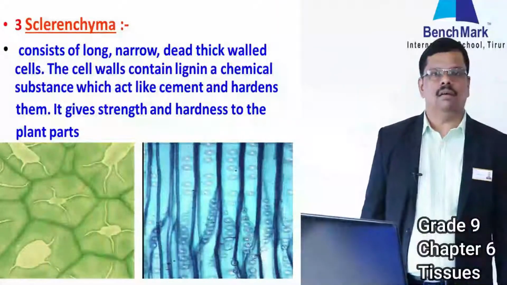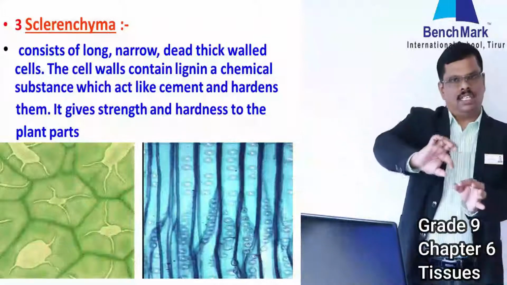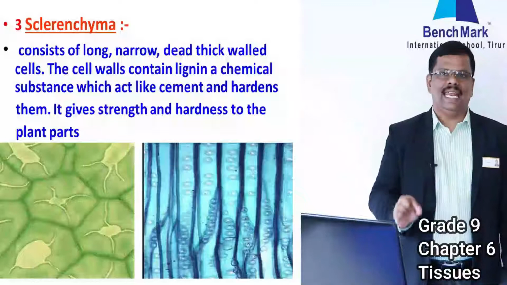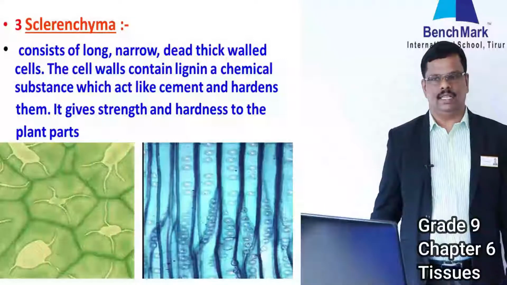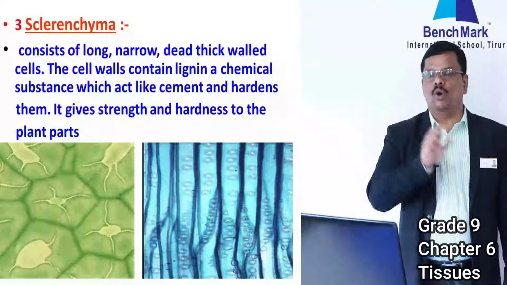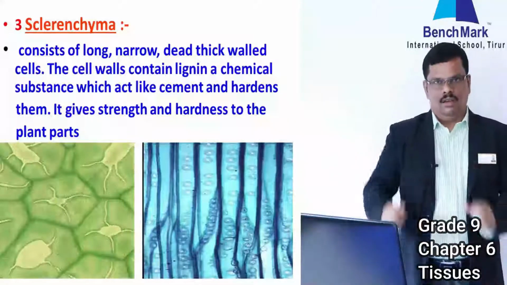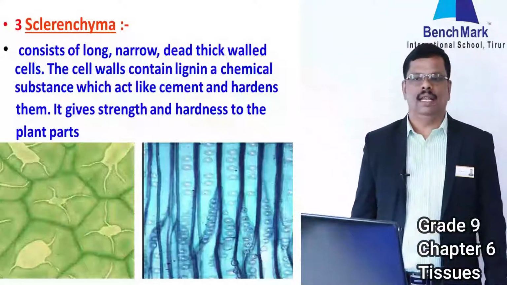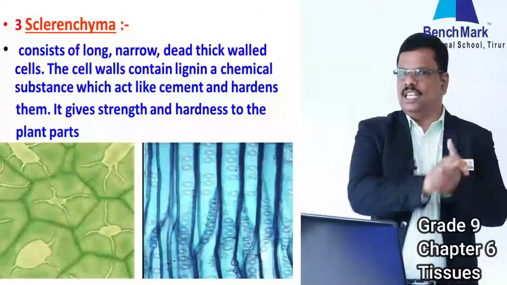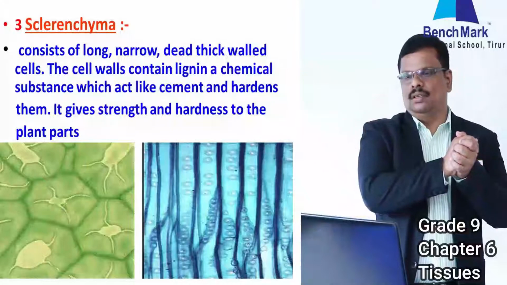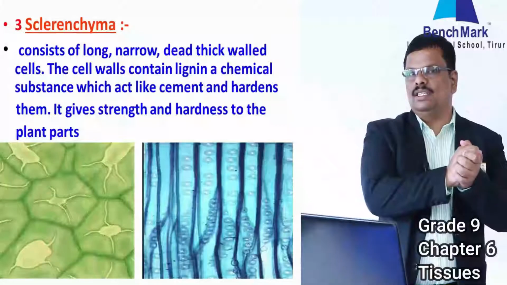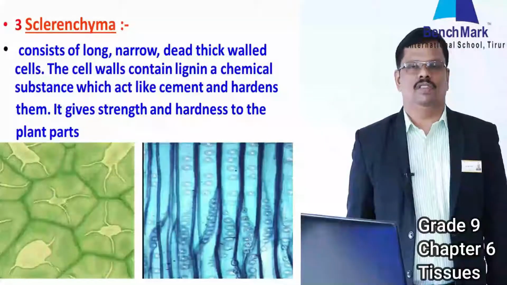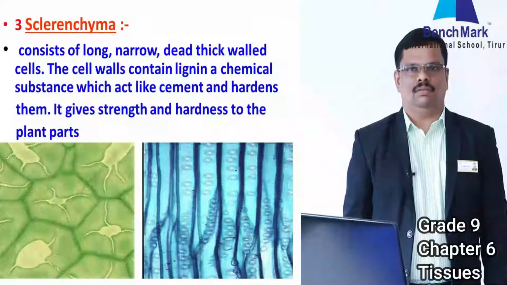Next comes sclerenchyma. Sclerenchyma consists of long, narrow, dead, thick-walled cells. My dear children, the walls are very thick, and it is filled with a chemical called lignin. It acts just like cement, and cement hardens. So think, what is the purpose? Just to give mechanical support, the strength.